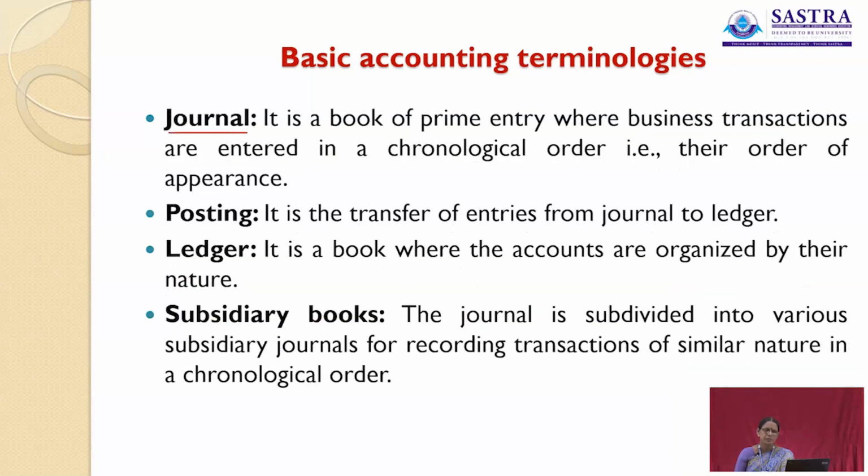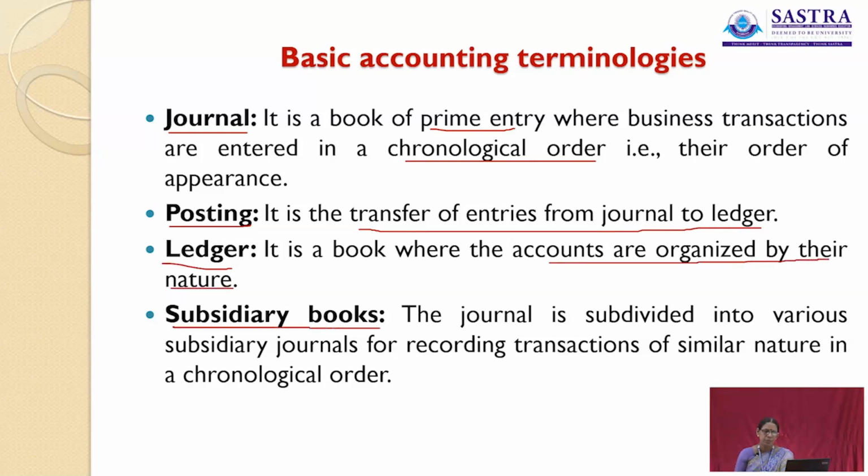Journal. As we said, it is a book of prime entry where the business transactions are entered in chronological order, that is, in order of appearance according to time. Posting is the transfer of entries from the journal to the ledger. Ledger is a book where the accounts are organized in a classified manner. Subsidiary books are the books which replace the journal. The journal is subdivided into various journals for recording transactions of a similar nature, again in chronological order.